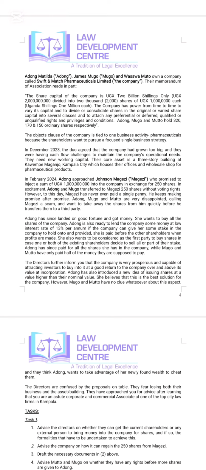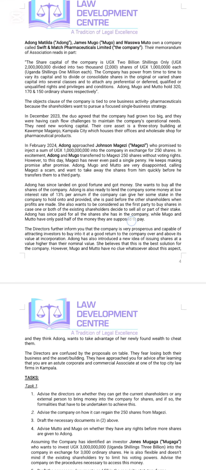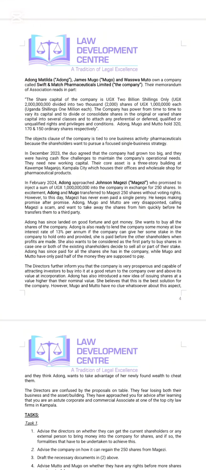The company has power from time to time to vary its capital and divide or consolidate shares in the original offered share capital into several classes, and to attach any preferential or deferred, qualified or unqualified rights, privileges and conditions. Adong, Mungo, and Moto hold 320, 170, and 150 ordinary shares respectively. So basically, you can see here that the company has 2 billion divided into 2,000 shares of 1 million each. The company has power from time to time to vary its capital.